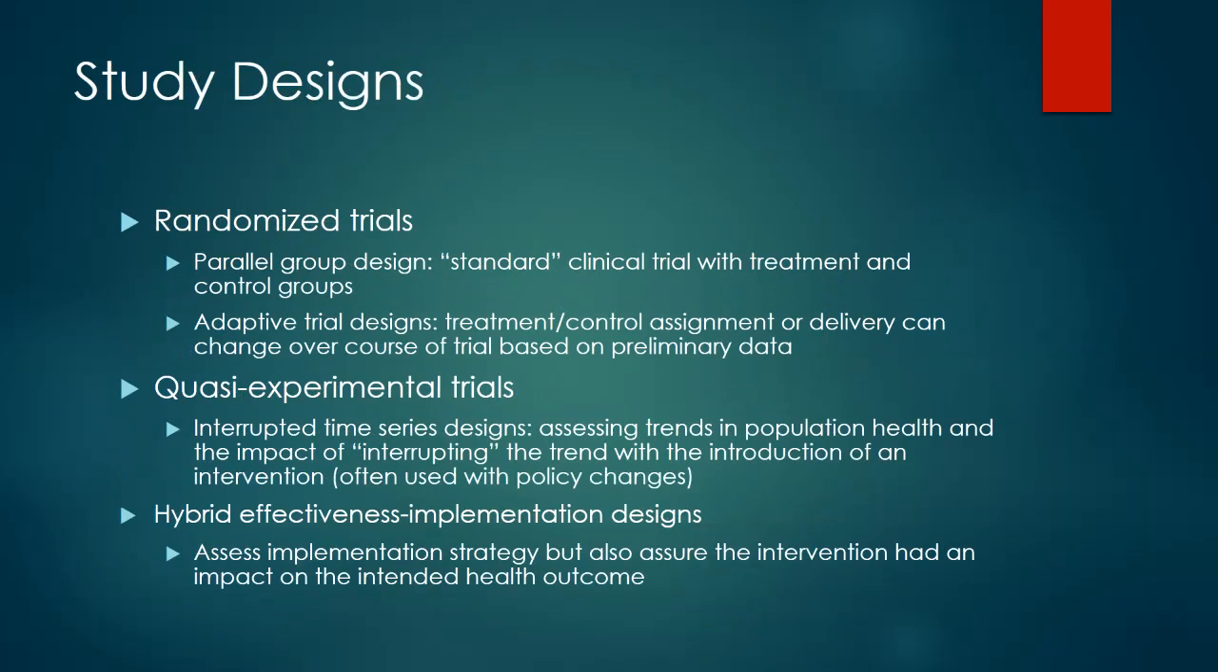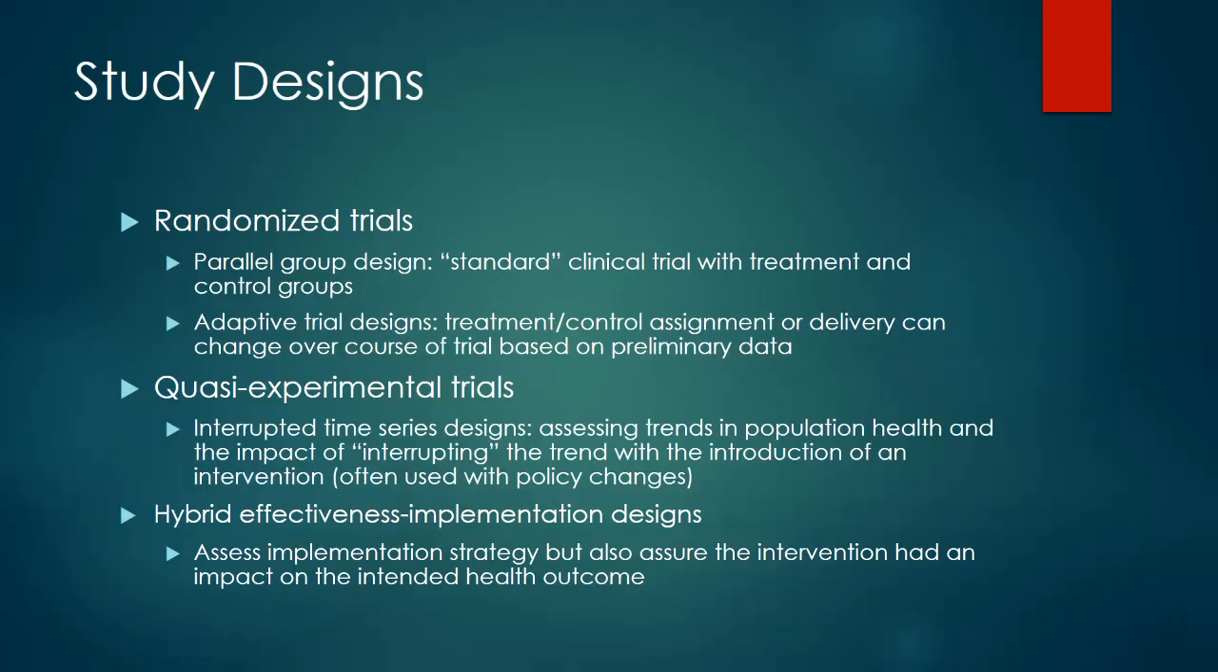Study designs also vary across implementation studies. So it's possible to do randomized trials, the kind of standard parallel group designs where we're comparing a treatment and control group, although adaptive trial designs are quite common so that we're changing delivery over the course of the trial based on preliminary data. There are also a number of quasi-experimental study designs, particularly interrupted time series, that are used in implementation studies. An interrupted time series is really looking at a trend in experiences over time and then interrupting that trend with this new intervention.